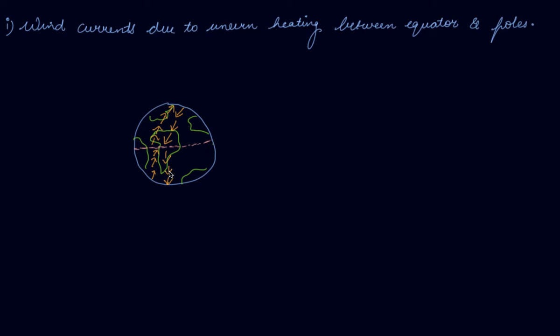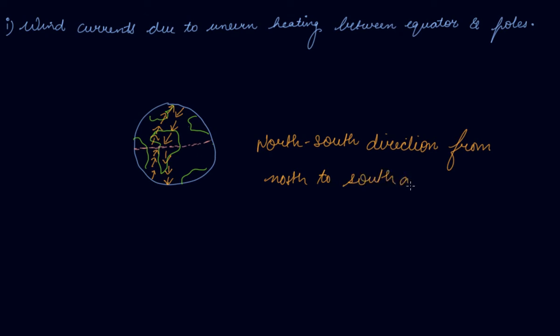Now the winds flow from north to south, or from south to north. Now from the south pole towards the north pole, or from the north pole towards the south pole, the air comes like this.